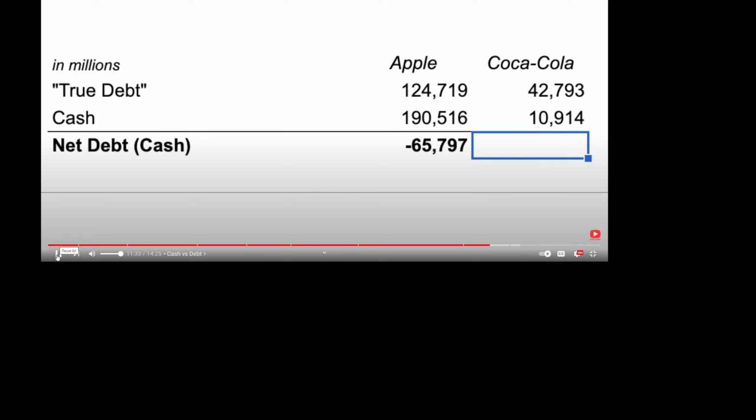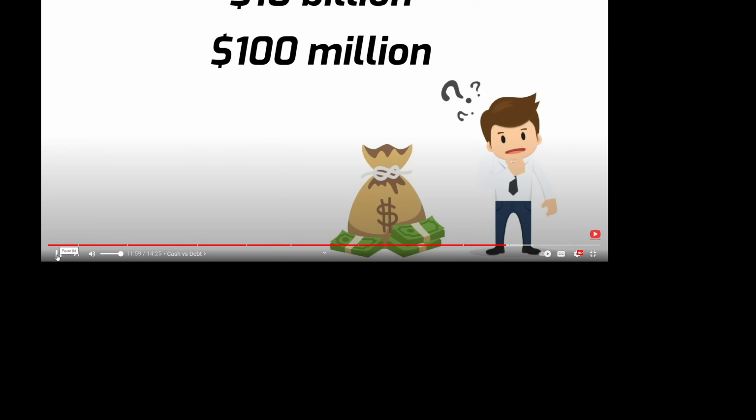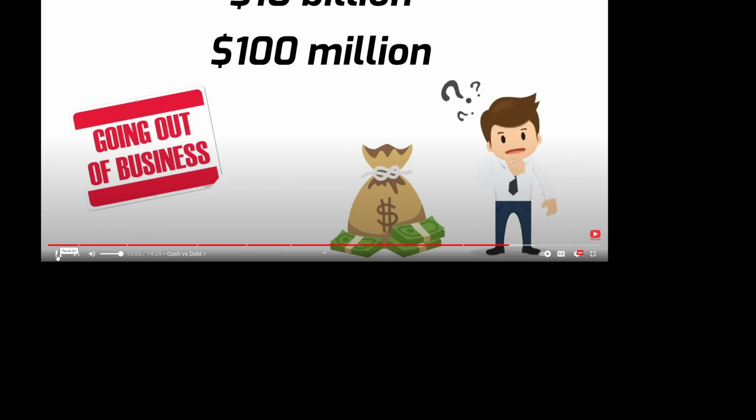In order to calculate Coca-Cola's net debt, we take the debt amount and subtract out the cash amount. This leaves us with a net debt amount of $31,879. So this leaves an important question for us as an investor. Is this a large net debt figure or not? That completely depends on how much money the company makes. If a company makes $10 billion a year in profits, $1 billion in debts would be a relatively small amount of debt. However, if a company only makes $100 million in profits a year, that same $1 billion in debt would probably crush it and cause it to go bankrupt.